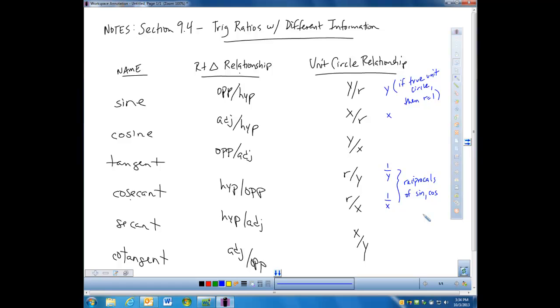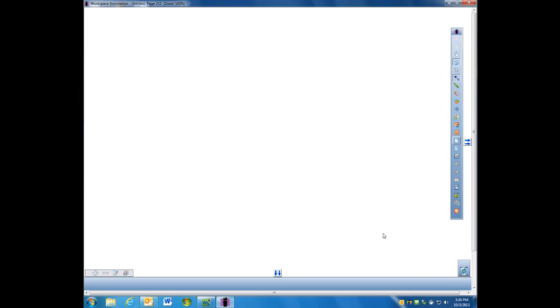Now, as you come back and you are looking at this some more, it's really important that you know these relationships. Really important that you know how to find all 6 of those trig ratios. So we're going to spend really the bulk of the video right now just working on some example problems. And I'm going to give you various information and ask you to find all of the trig ratios.